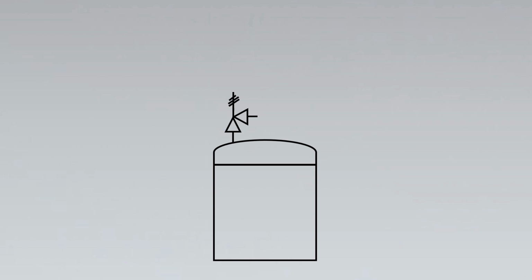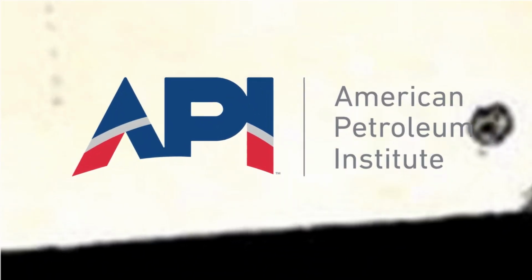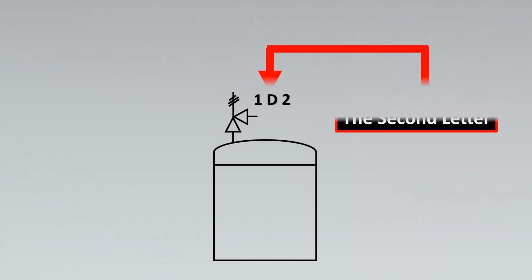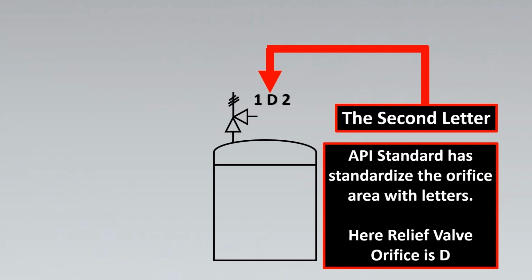The next important thing written on the relief valve is 1D2, something like this. Now what does this stand for? This is as per the API standard designation. The first letter stands for the inlet size of the relief valve. So in our example, 1 would stand for 1 inch as the inlet size. Then the second letter stands for the orifice designation.